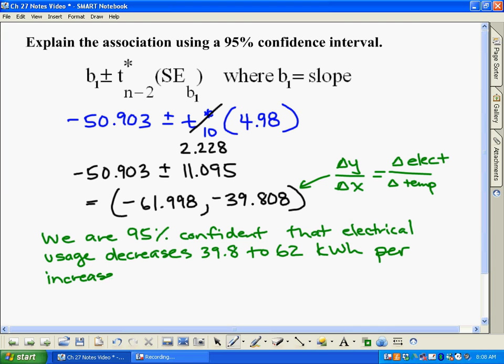increase of 1 degree Fahrenheit in monthly average temperature. I believe that was the unit. I don't think it was mentioned on there, but I know from actually seeing the problem. So there you have it. That's how you make an interval using computer output.